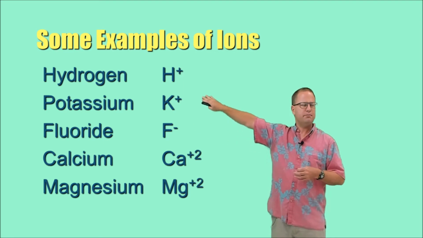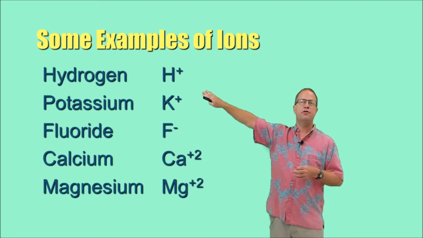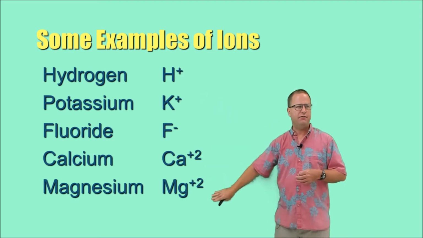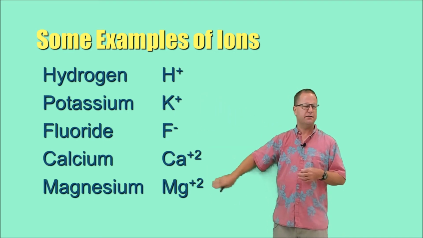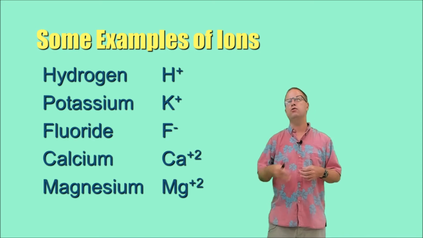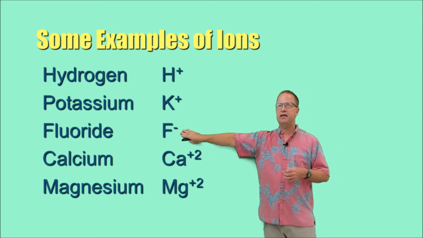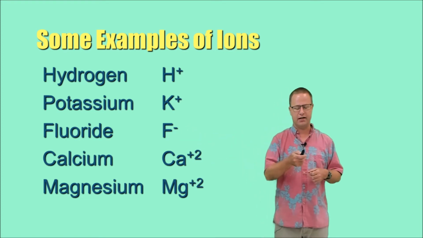Now, when you see positive, just realize that the reason it's positive is because it gave away an electron. If you see a positive 2 or a positive 3, that means it gave away 2 or 3 electrons. And if you see something like this, which is negative, that means it's an anion, and it got that way by accepting an additional electron.